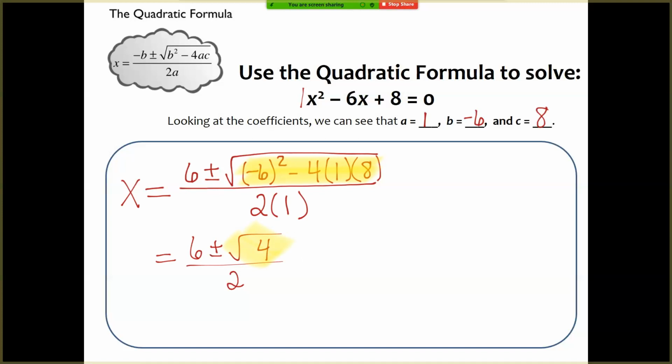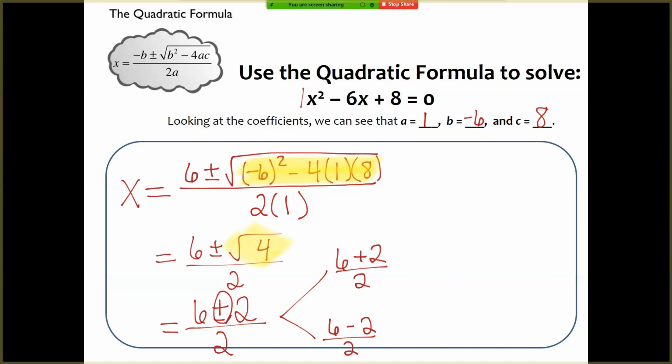In this case, 4 is a perfect square. So I'm going to have 6 plus or minus 2 divided by 2. I took the square root of 4 out and I replaced it with 2 because the square root of 4 is 2. When your square root disappears in your problem, you're going to have to break up the plus or minus sign right here. So you're going to have one problem with 6 plus 2 divided by 2 and another one with 6 minus 2 divided by 2. And you need to simplify both of those problems.